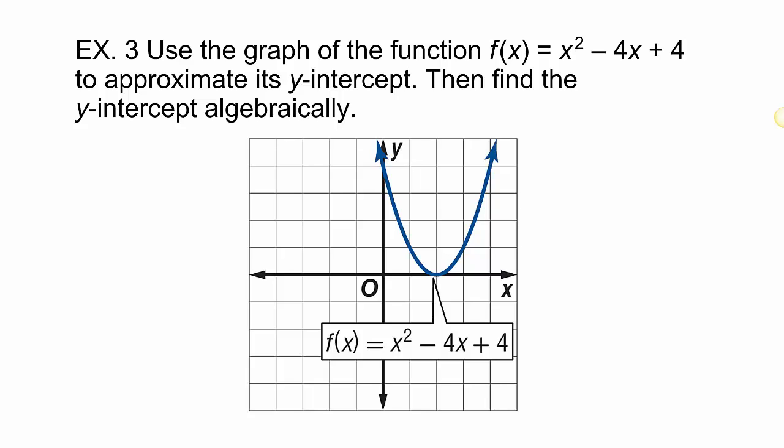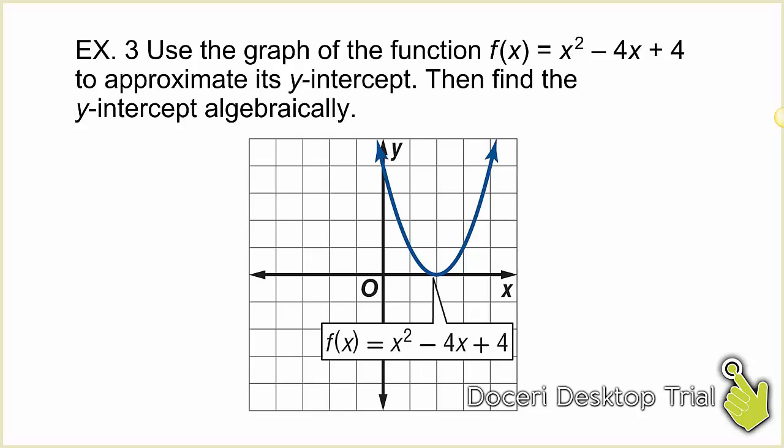Okay, number 3 wants us to use the graph of this function to approximate the y-intercept and then show that algebraically as well. So remember, the y-intercept is where it crosses the y-axis. So I look at my graph and I'm looking for where it crosses the y-axis, and I believe that's about right here. So I would say that graphically the y-intercept is at the point (0, 4).